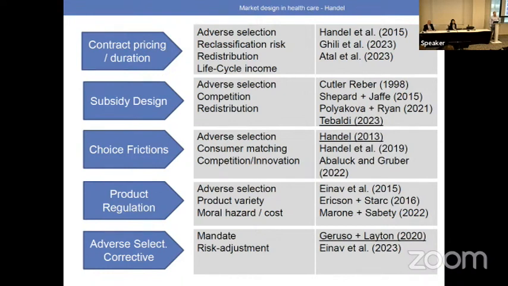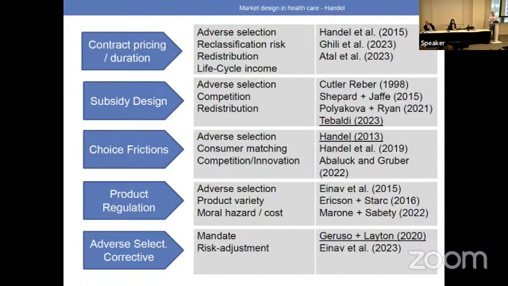And there's been a lot of work in these areas, but there's also quite a lot of room for future work as well. So on the left here, you see different tools or different topics that people have studied within the context of these markets, which are specific applications of market design tools. One aspect that I've studied quite a bit is contract pricing and duration.